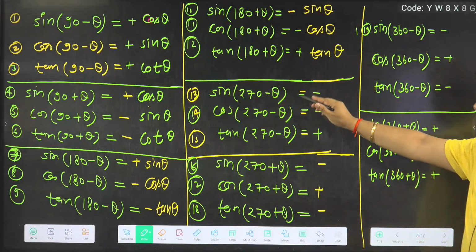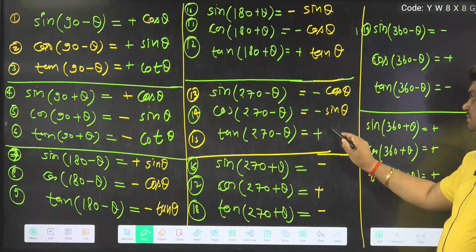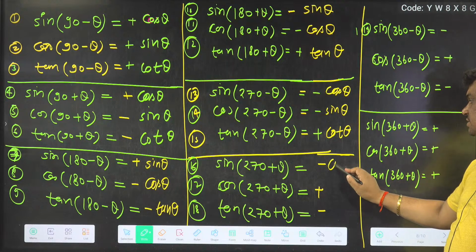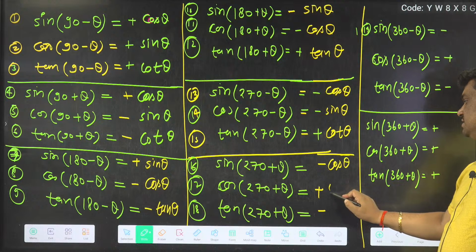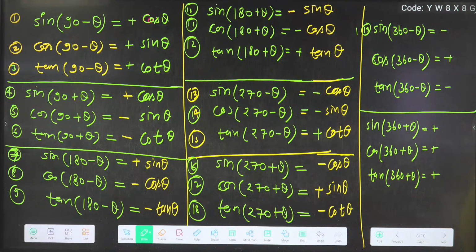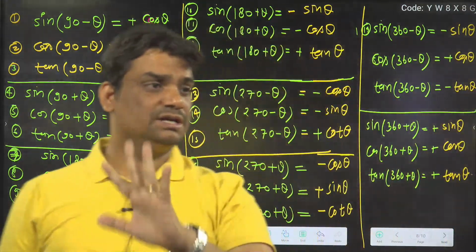270 again will change, so we can say sin will change into cos, cos will change into sin, tan will change into cot. Again 360 no change, so sin will remain sin, cos will remain cos, tan will remain tan. Only changes happen in the 90 and 270.